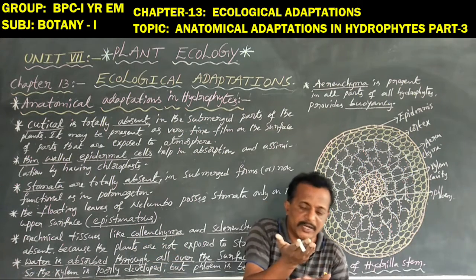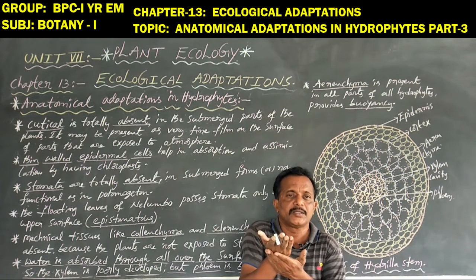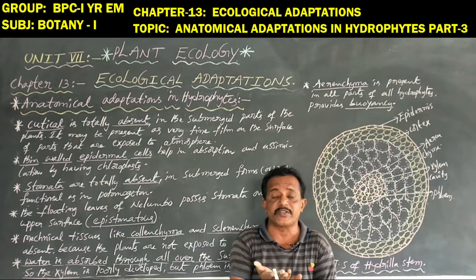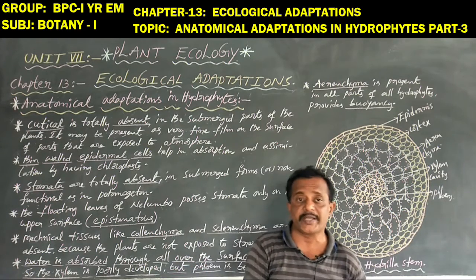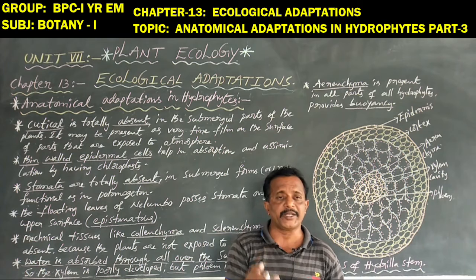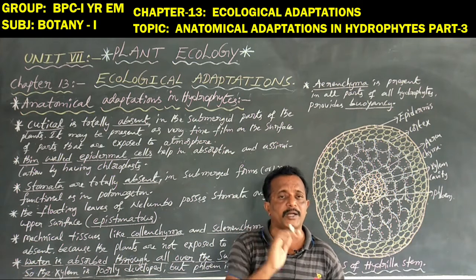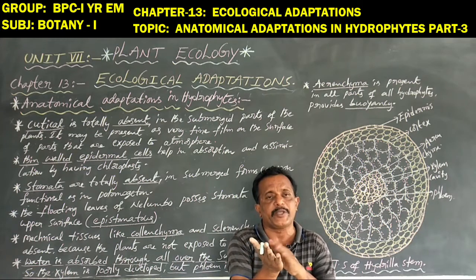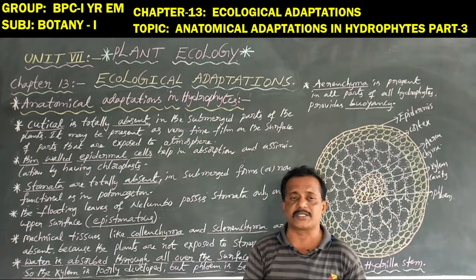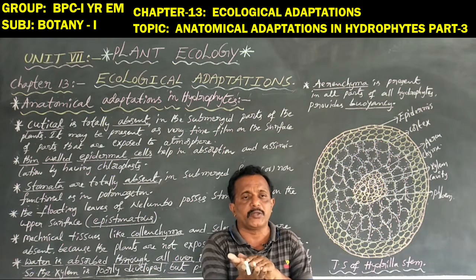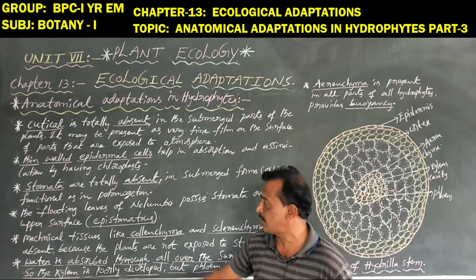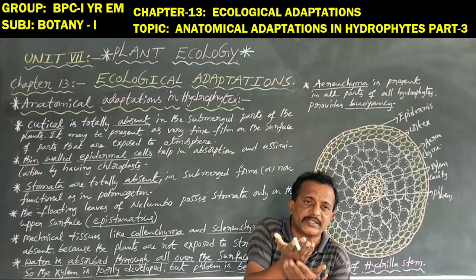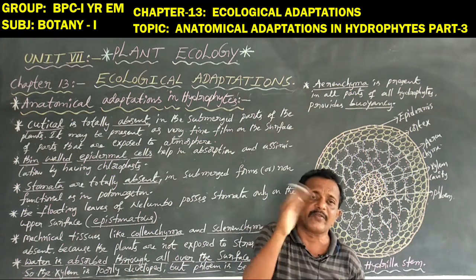If the stomata are present in the lower epidermis or lower surface, that is known as hypostomata. But here, especially in the floating leaves of Nelumbo, stomata are present only on the upper surface, that is, epistomata. Stomata present only on the upper surface of the leaves are known as epistomata. If the stomata are present on the lower surface of the leaves, that is known as hypostomata.